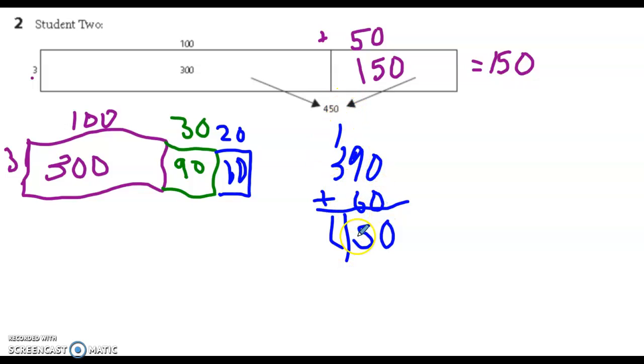Well, to figure out what 450 divided by 3 is, I would add my top 3 numbers. I know that 30 plus 20 is 50, plus 100 equals, again, 150.